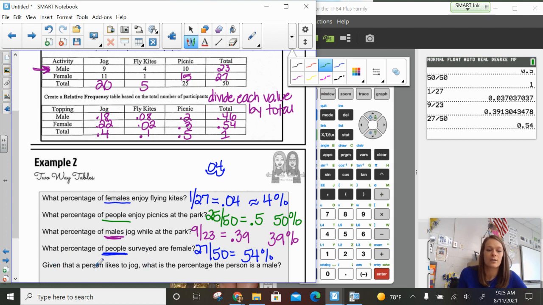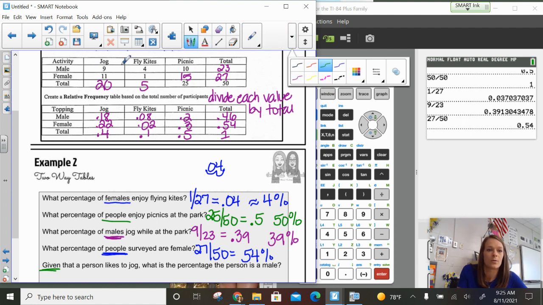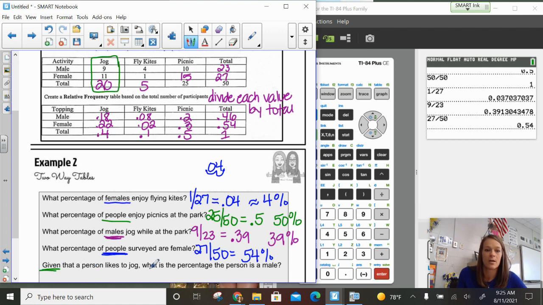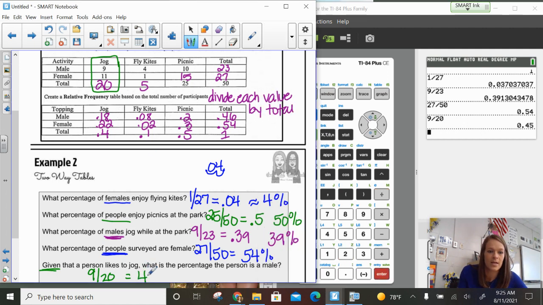And one last question. Given that a person likes to jog. When you have statements that say given, that's kind of like these right here. It's just in a different wording. Given that a person likes to jog means I'm only looking at my people that like to jog. So I am going to circle these people. I only care about these people, given that they like to jog. What is the percentage the person is a male? There are 9 that like to jog, so 9 out of 20 here would give me my percentage, which would be 45%.